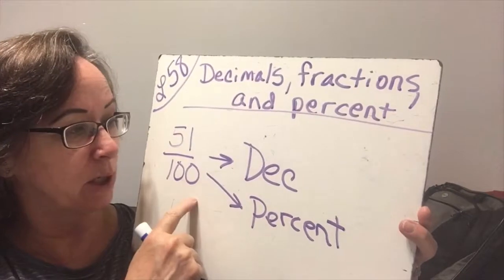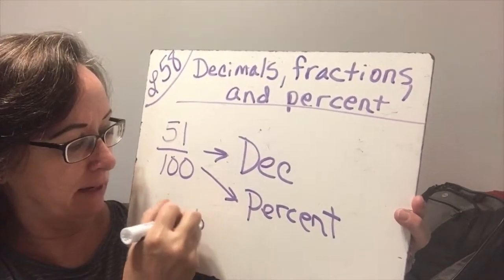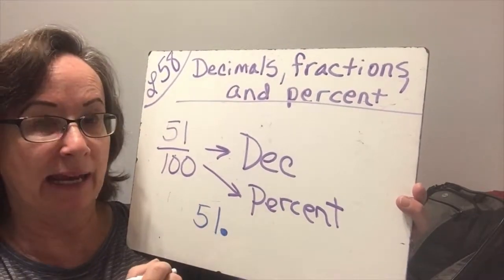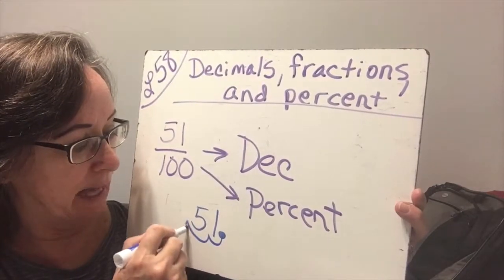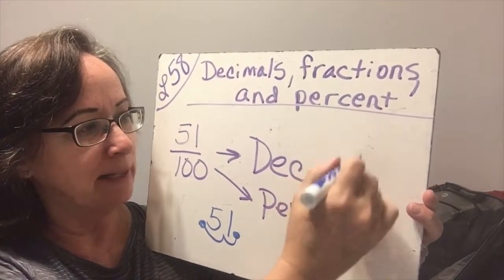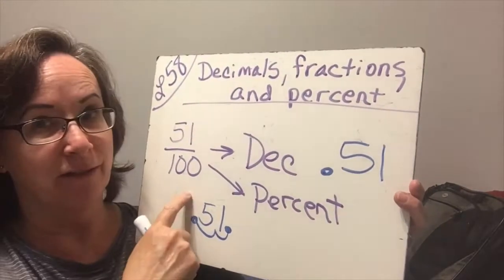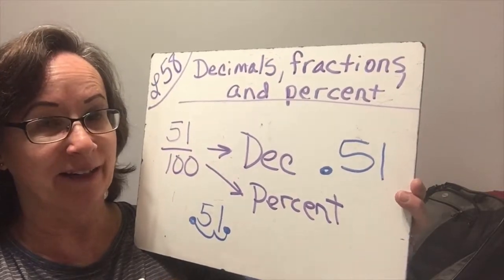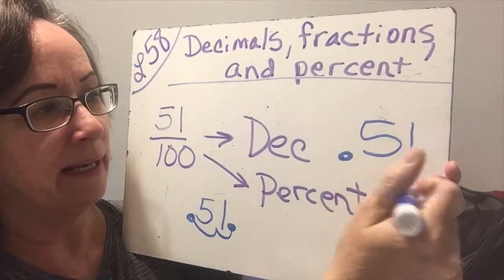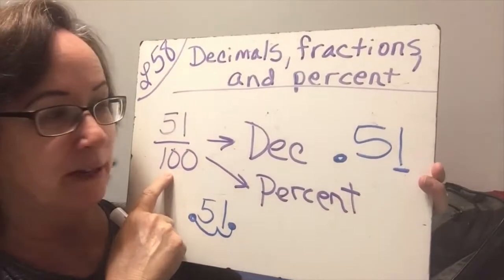Well, remember that if I take 51 and I want to divide it by 100, that would move the decimal place 2 places back. And I would have 0.51. So we don't have to do long division. We have divided by 100, and that's really easy. So we have 0.51, which is 51 hundredths, 51 hundredths.